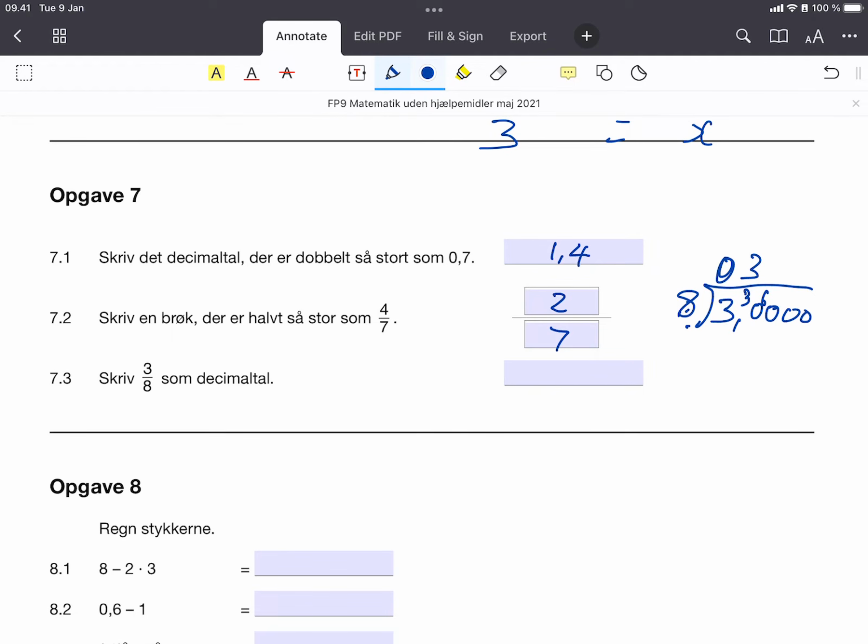8 goes into 60. How many times? 6 8s are 48. 7 8s are 56. It goes 7 times. 7 8s are 56, so there's 4 left over. And then 8 goes into 40 5 times with nothing left over. So 0.375.